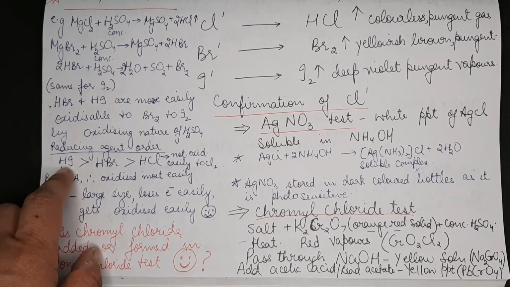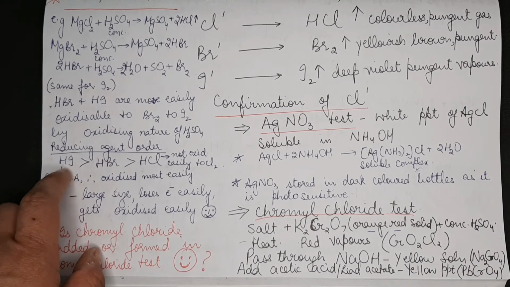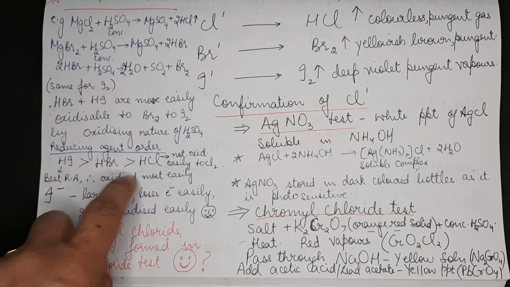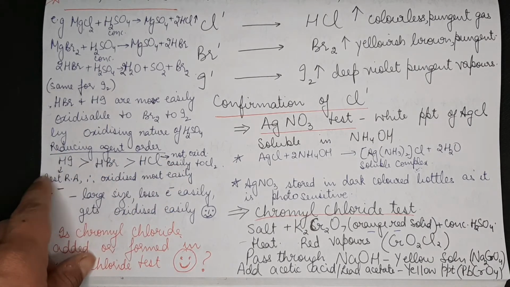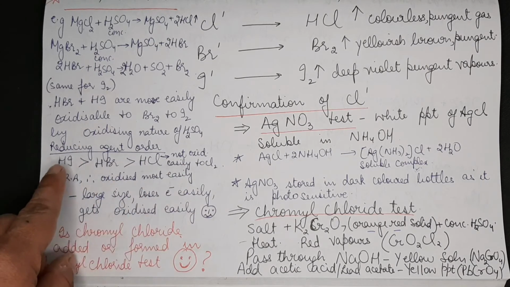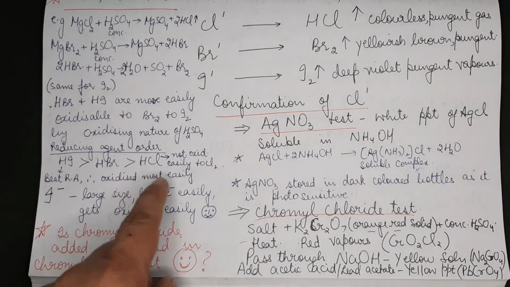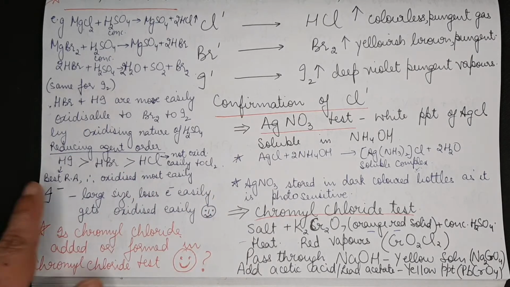How can you think? You can think by the classical concept saying HI has a long, weak bond. This HI easily loses H to something else and hence leads to its reduction. Itself losing H means it undergoes oxidation to I2. This is one way of explaining.